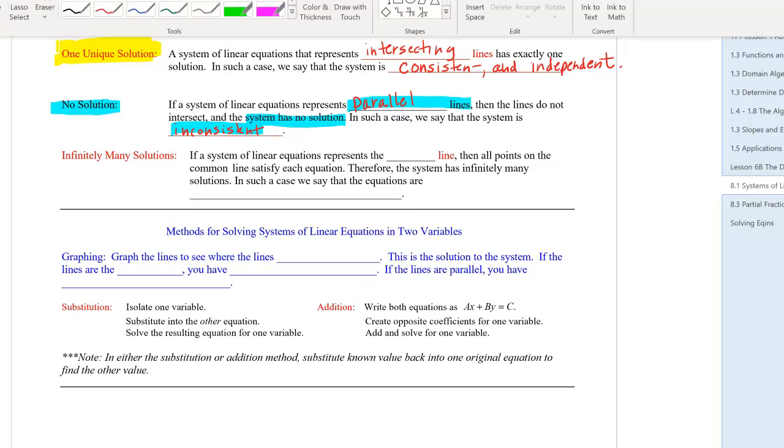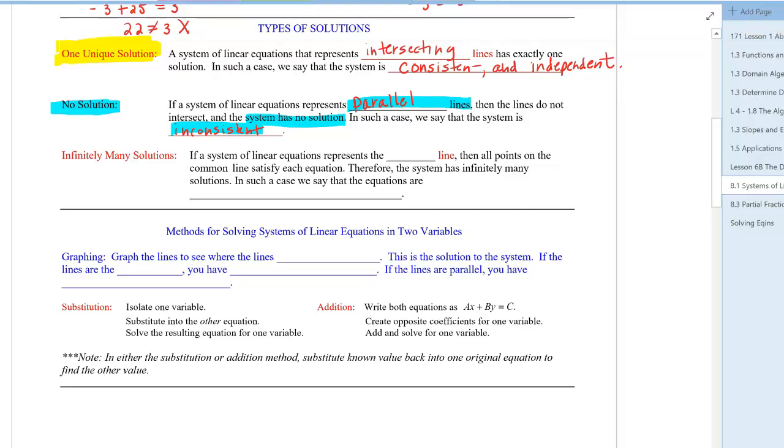And finally, the third thing that can happen is that a system can have infinitely many solutions. If a system of linear equations represents the same line, or some like to think of it as overlapping lines, then all points on the common line satisfy each equation. Therefore, the system has infinitely many solutions. In such a case, we say that the equations are consistent but dependent.